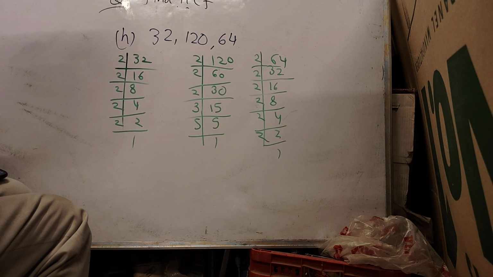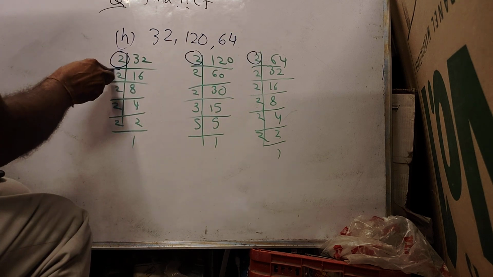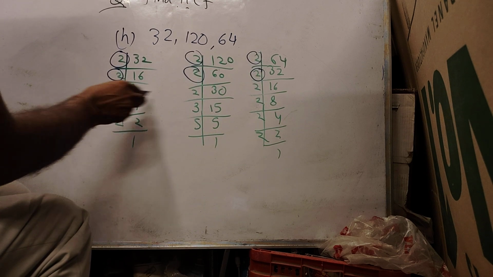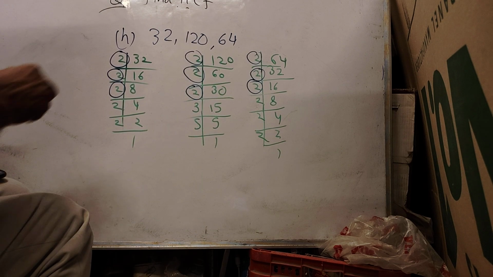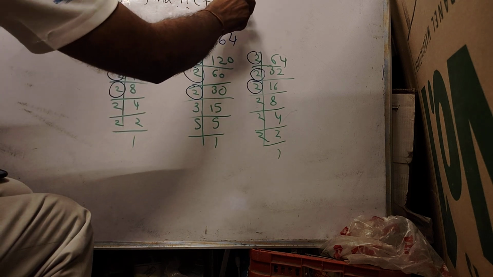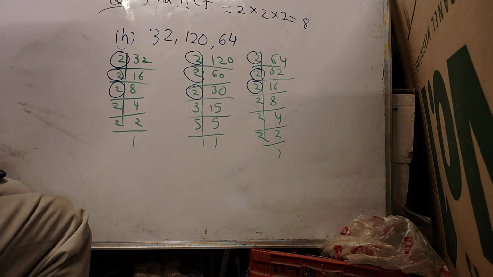Now we see what is common in all 3. You can see 2, yes, again 2, yes, again 2, yes. So only these three 2s we multiply and we get 8. 8 is the HCF of these 3 numbers. In this way we have to solve all these problems. There are 12 problems in total.